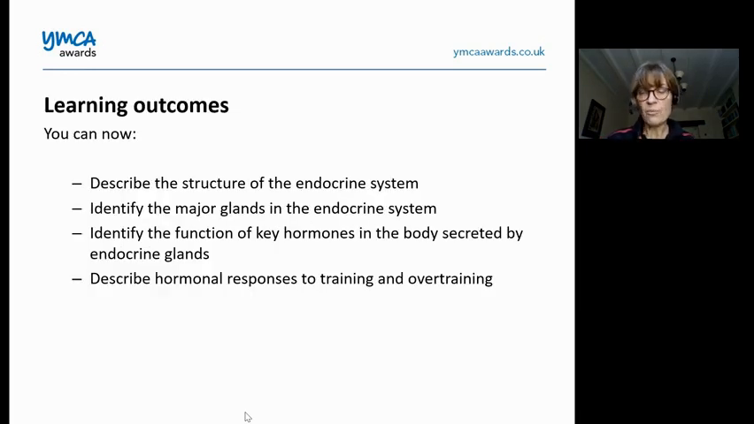So there's a little romp through our endocrine system. So hopefully now you can describe the structure of the endocrine system, what glands there are, identify those, and be able to identify the functions of the key hormones in the body secreted by the endocrine glands, and be able to describe some of the hormonal responses to training and overtraining.